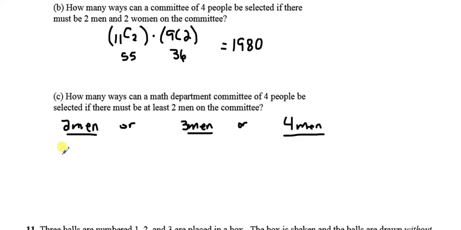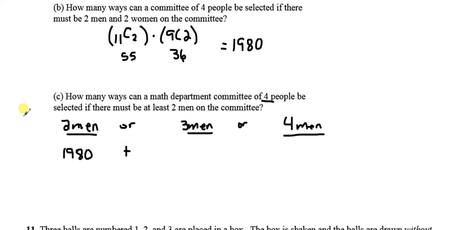So if we have 2 men, we have 1,980 possible ways of getting 2 men. And that's 2 men and 2 women, because we still want a committee of 4 people. So I just took the answer from part B right here. Now if we have 3 men, so we're going to add that.